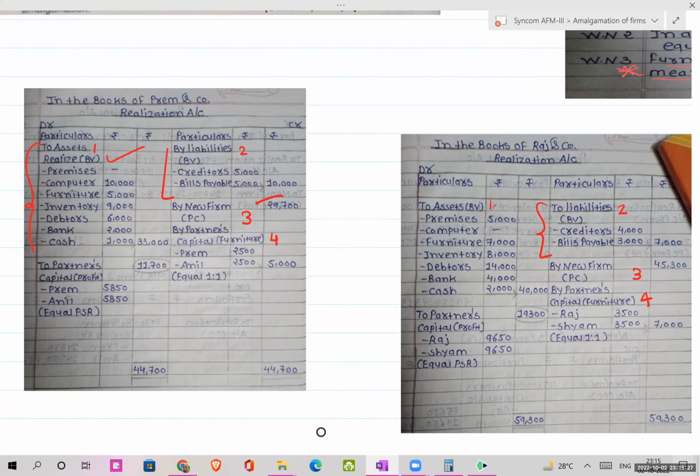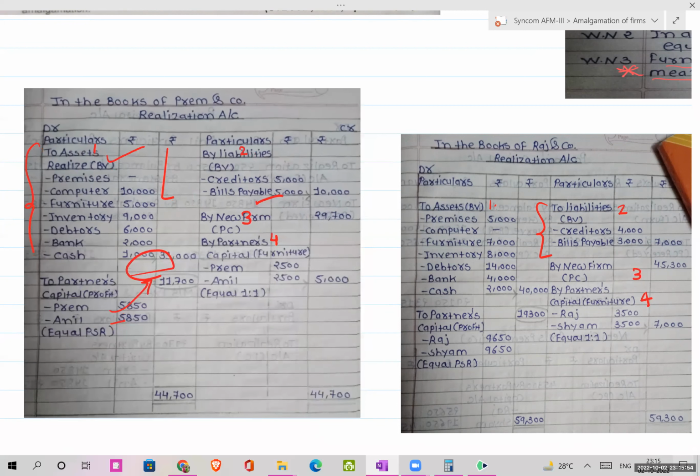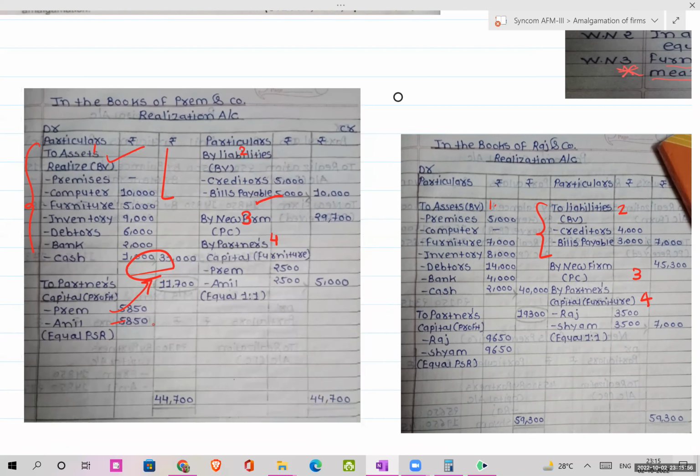And then you are closing the partners' capital accounts in their PSR. So that will be your balancing figure. And this balancing figure you have to divide between both the partners in their PSR, equal PSR, I mean to say. In which PSR? In their equal PSRs. Equal PSR.